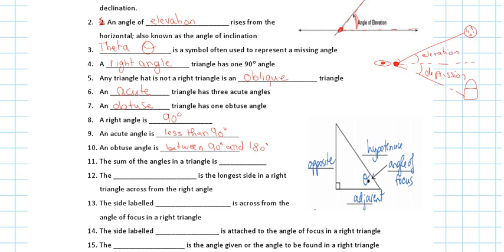Are we good with that? So make sure you know these terminologies. Acute is less than 90. Obtuse is between 90 and 180. And then 90 degrees is your right angle.